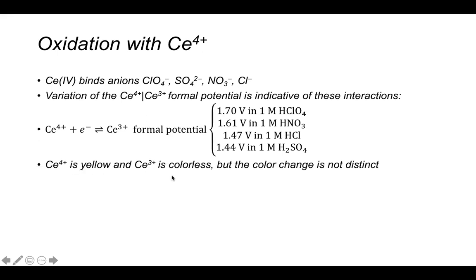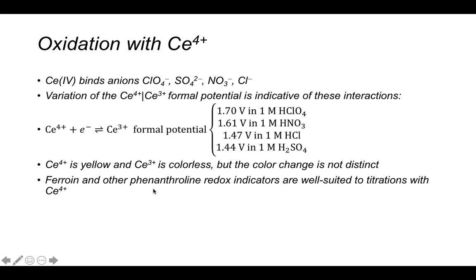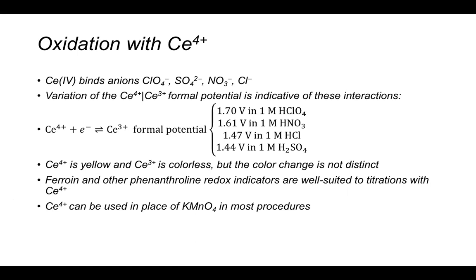Cerium 4+ is yellow and cerium 3+ is colorless, but the color change is not distinct. Ferroin and other phenanthroline redox indicators are well suited to titration with cerium 4+. So those are good indicators to use when we're titrating with cerium 4+. Cerium 4+ can be used in place of potassium permanganate in most procedures.